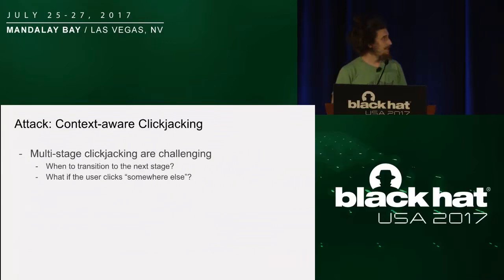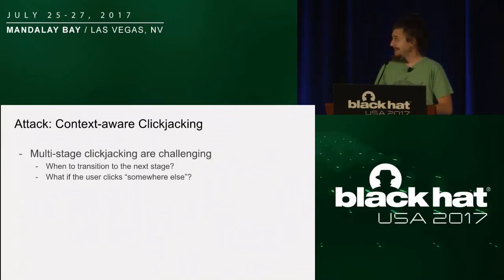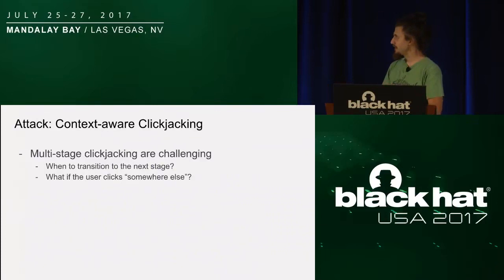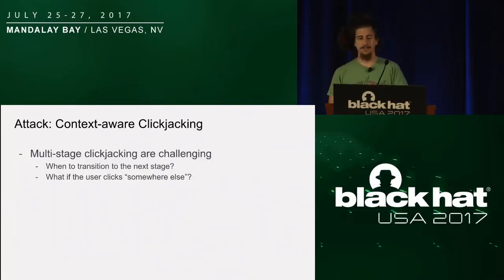I'm going to start with an attack we call context-aware clickjacking. And clickjacking can be tricky when you need to have multi-stage settings. The question is, where did the user click? Should I move to the next stage or not? And things like this. So what if the user clicks somewhere else?